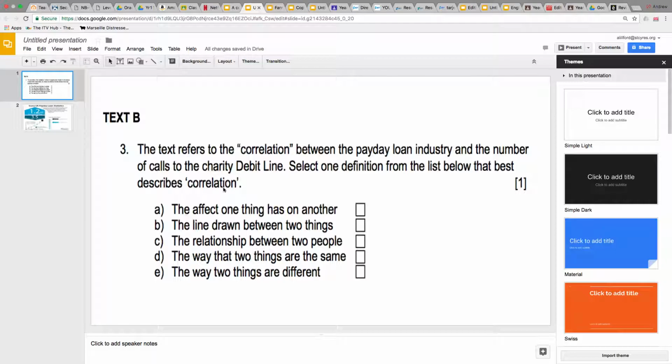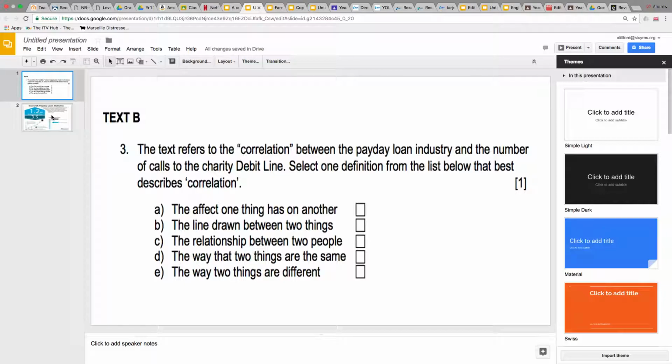We can use the question here to help us. So we know that it's some sort of relationship between the payday loan industry and the number of calls. Is it the effect one thing has on another? Possibly. Line drawn between two things. The question doesn't give us all that much help.